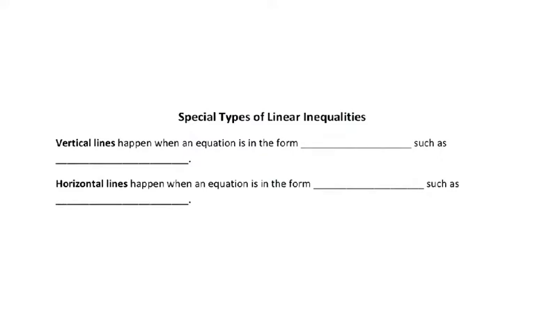So sometimes there are special types of inequalities. We have vertical lines, when we have x equals a number, like x equals 2, which would be a vertical line at an x value of 2. And horizontal lines are y equals a number, like y equals negative 3. That would mean we would go down 3 on the y-axis and draw a horizontal line. So let's look at a couple of inequalities because they have special rules when this happens.